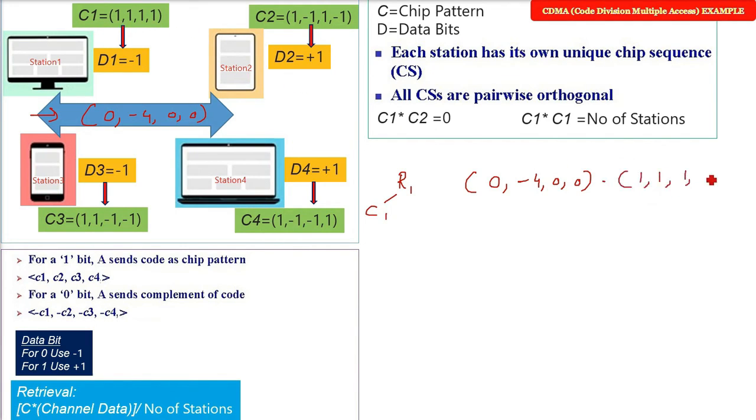What will it be? See, 0 into 1, 0. -4 into 1, -4. 0 into 1, again 0. 0 into 1, 0. Now you have to add them. What do you get? -4. Now you have to divide it by the number of stations. There are 4. So divide by 4. What do you get? You get a -1. And this -1 was sent by station 1. Okay. This you have to do for every station. This is how code division multiple access works. This is an easy scenario, but in practice, it goes for a long code. Thank you so much.